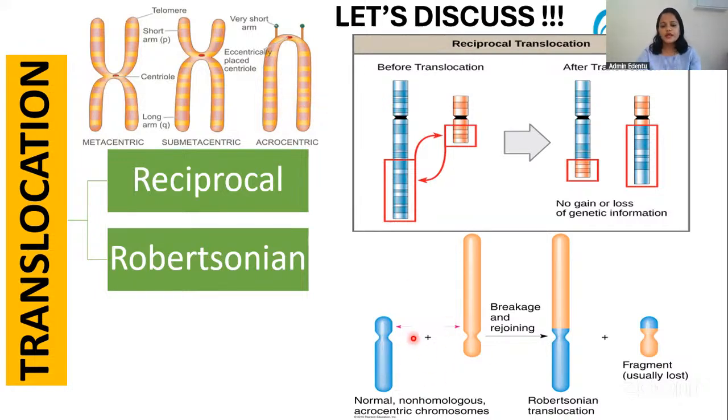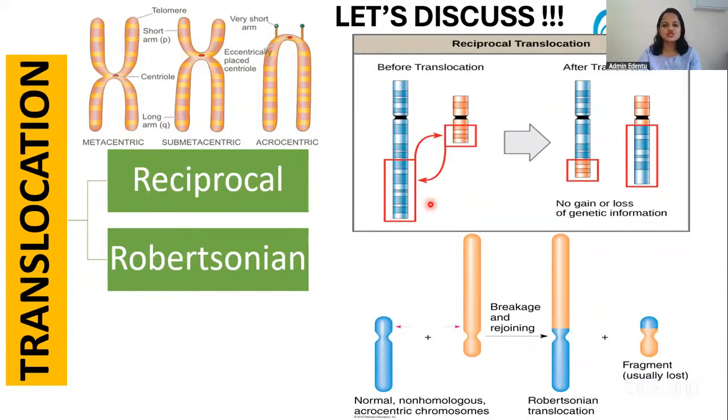It results in breakage and joining of the two long arms, and the two short arms eventually get lost. That genetic material is lost, which can create problems and clinical symptoms. So in the reciprocal translocation, no genetic material or fragment is lost, whereas in the Robertsonian translocation, a fragment of the genetic material is lost. That's the main difference between the two.